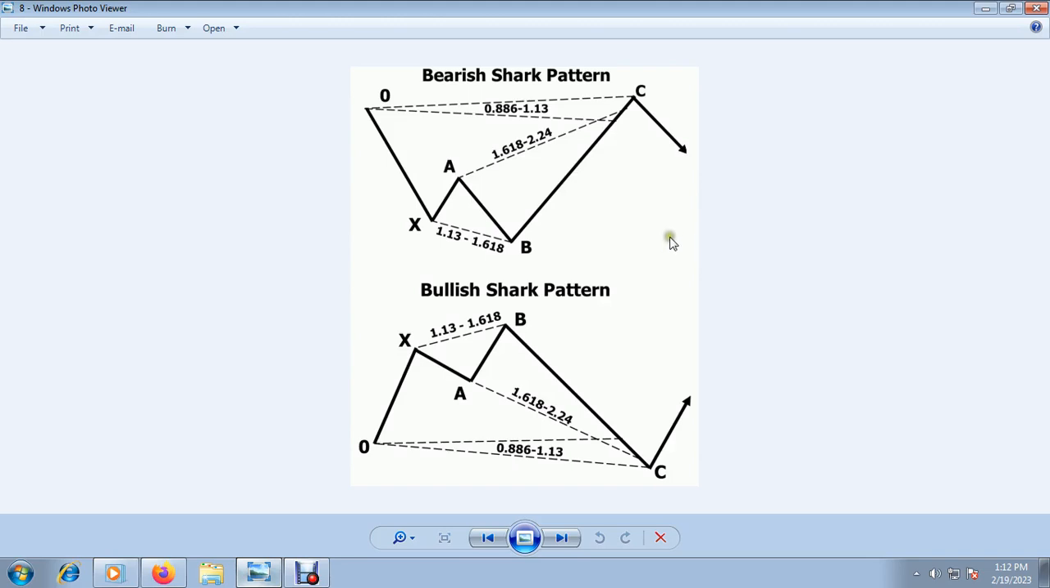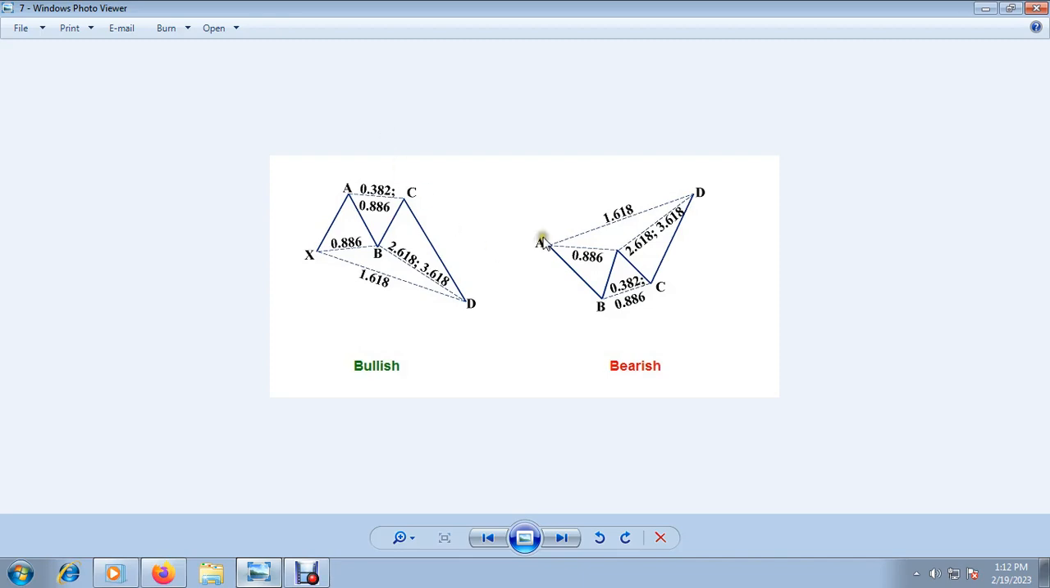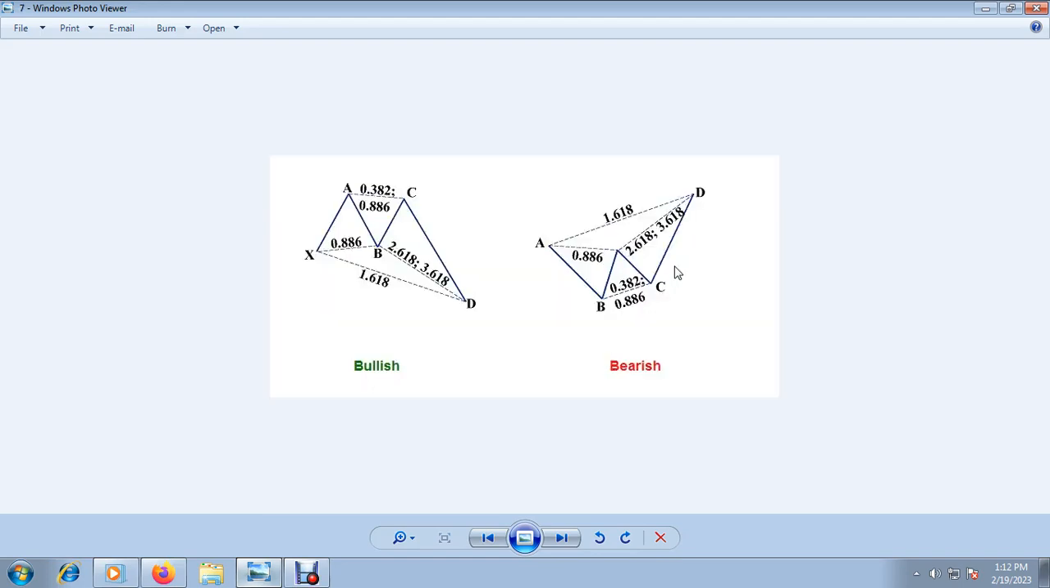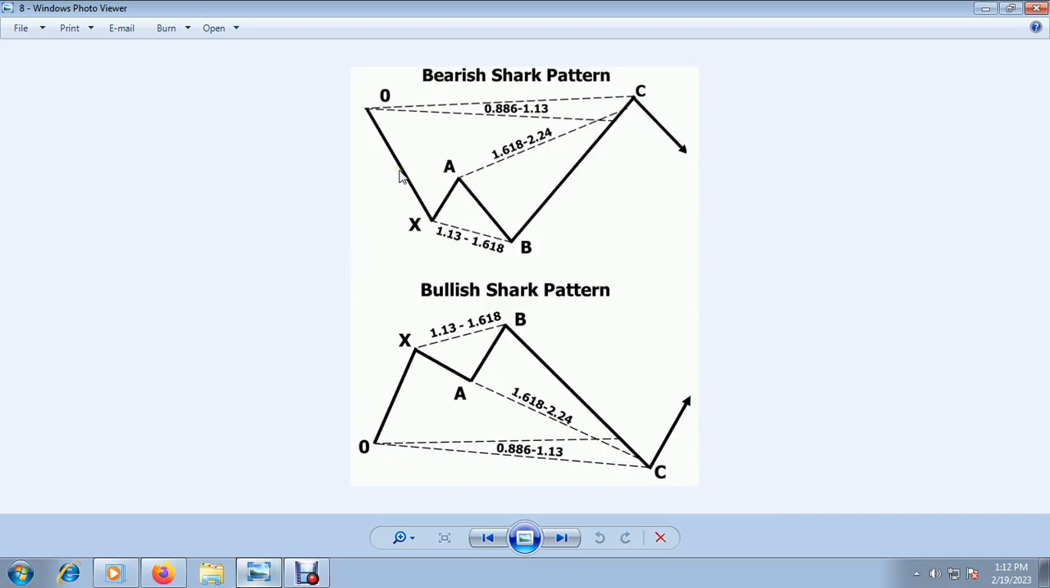The shark is a little bit different. It is starting from an O pattern. Usually we start from the XABCD pattern, right? It will be like XABCD. But here it is starting from O. O to X can be any value. Initially we are starting from this point only. So we are taking this A as the 50%. From here we have to see what the values are.